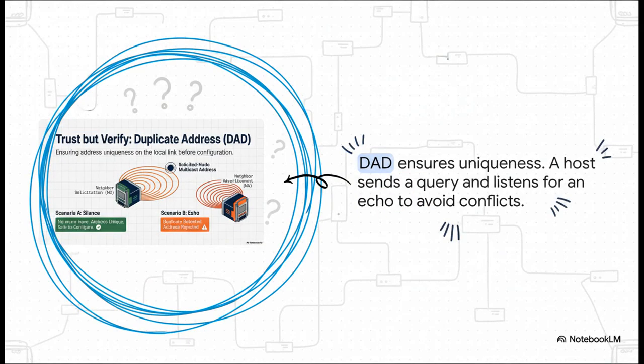But before it starts using this brand new, self-made address, the host performs one last crucial safety check. It's called Duplicate Address Detection, or DAD. It basically sends a message to everyone on the local network asking, hey, is anyone else using this address I just made up? If nobody answers, it knows the address is unique and good to go. If someone else replies, it means there's a conflict and the host knows not to use that address.